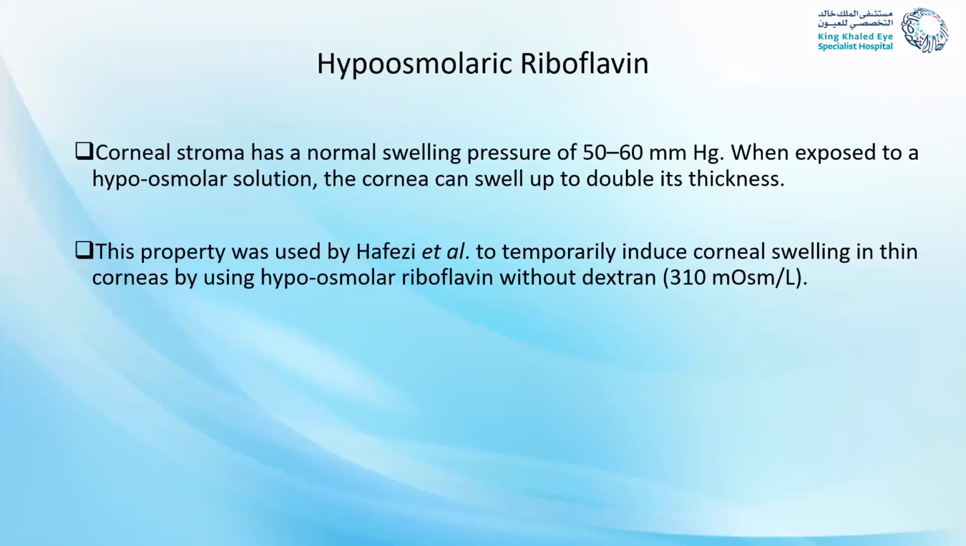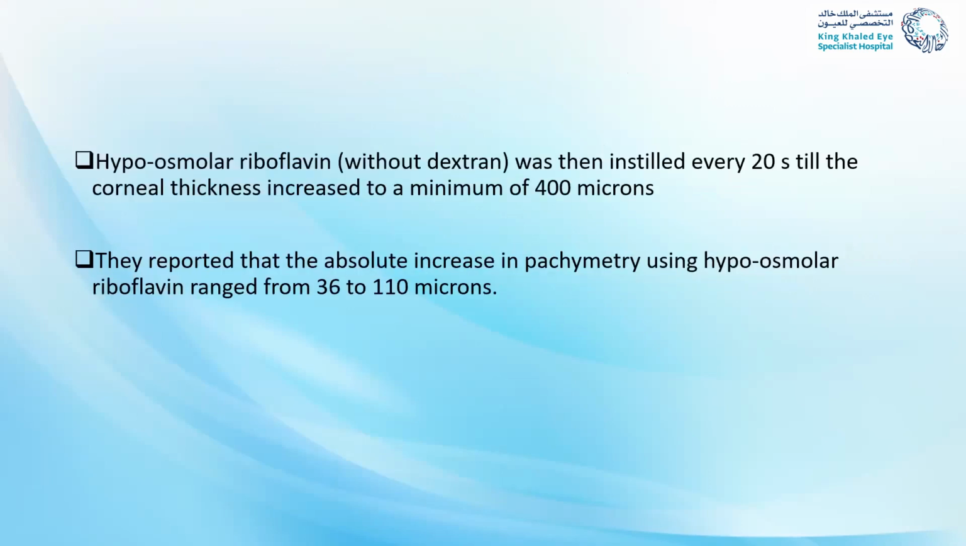The other technique is the hyposmolar riboflavin. I just wanted to elaborate a bit, just to give you an idea about the effect of this hyposmolar riboflavin fluid on the cornea. The cornea has a tendency to swell up to double its thickness, but usually this is in experimental corneas. When you're actually doing it, what practitioners have calculated is an increase in thickness of around 36 to 100 microns. And how you do it is just apply the riboflavin without any dextran every 20 seconds for 5 minutes, and then you recheck, and then you repeat, and then you recheck until you get the optimal thickness.